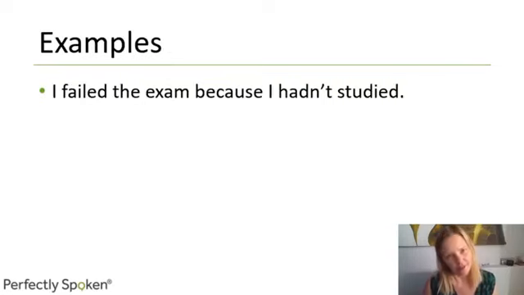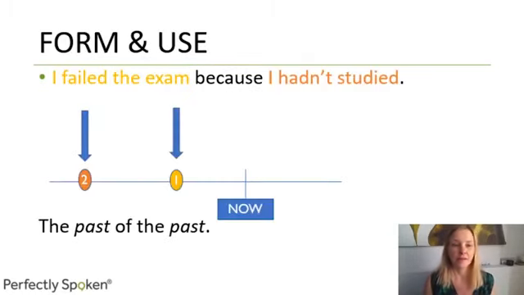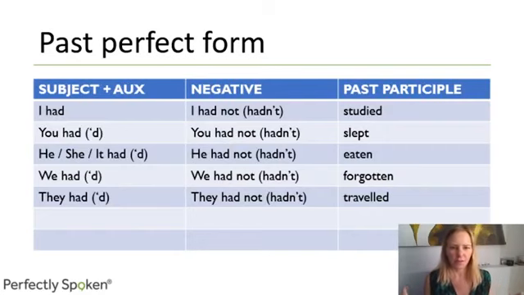I failed the exam because I hadn't studied. So again, here you've got, I failed the exam. It's the first action in the sentence, but in time, it was the second action. I failed the exam because I hadn't studied. Okay, so now you've had lots of examples.